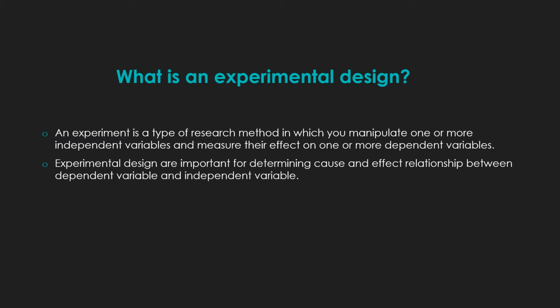What is an experimental design? An experiment is a type of research method in which you manipulate one or more independent variables and measure their effect on one or more dependent variables. Experimental designs are important for determining cause and effect relationships between dependent variable and independent variable. An experimental method is the only research method that can identify cause and effect relationships. Experimental design means creating a set of procedures to test a hypothesis.